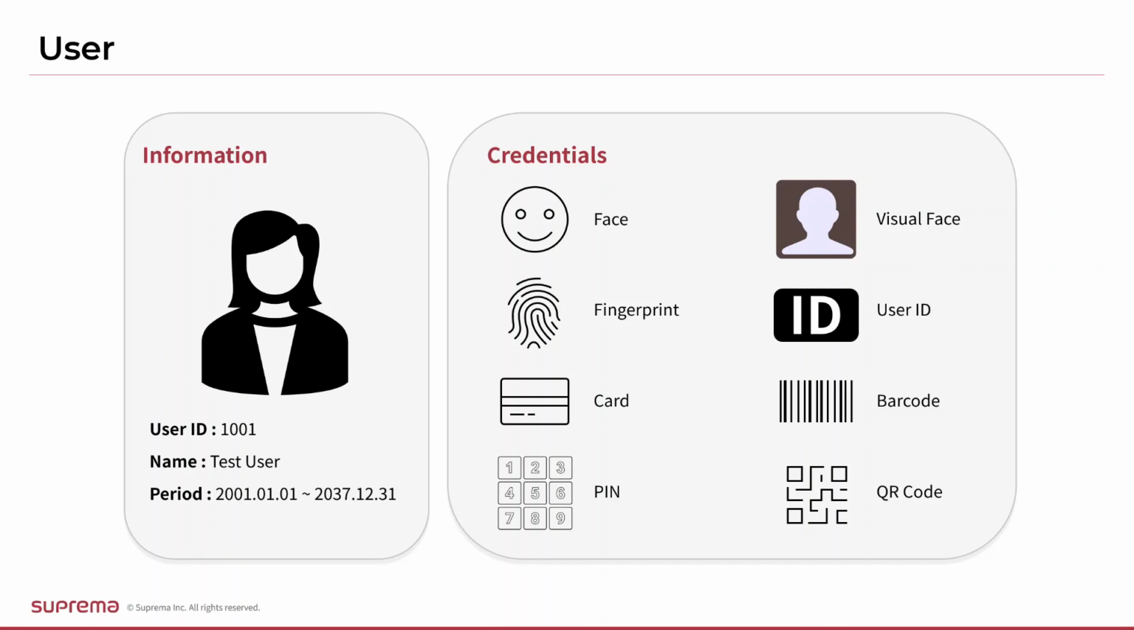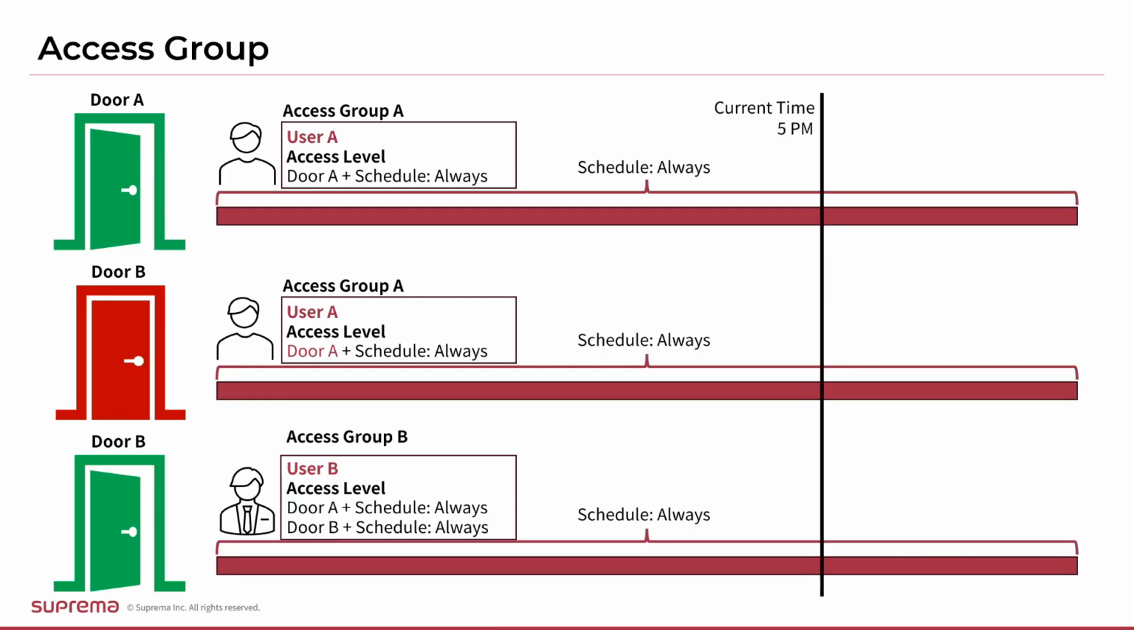The card uses a card, such as a CSN card or a Wiegand card. PIN is a numeric password. Barcode and QR code use scannable codes for authentication. Please note that supported credentials vary depending on the device and its configuration. Now, let's examine how access groups tie everything together.